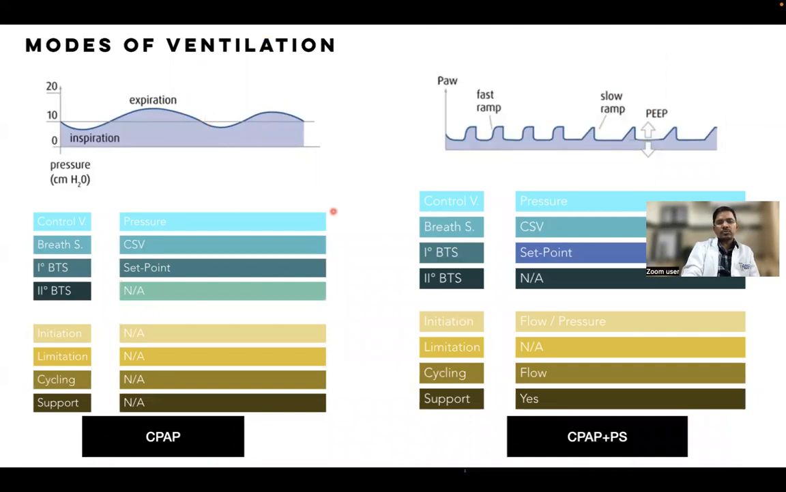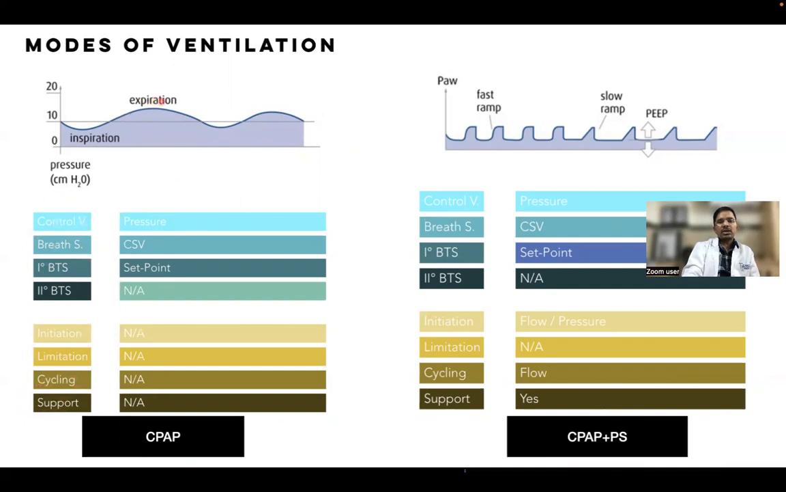One is called spontaneous mode of ventilation. Another part is called mandatory ventilations. In spontaneous ventilation, we generally use CPAP mode and CPAP plus pressure support. And we generally see how the ventilator operates. We see what is the control, what is the breath sequence, then what is the primary target. Next, we see what is the trigger, then what is the limitation, what is cycling, and what is support.